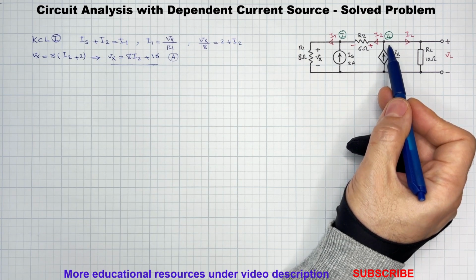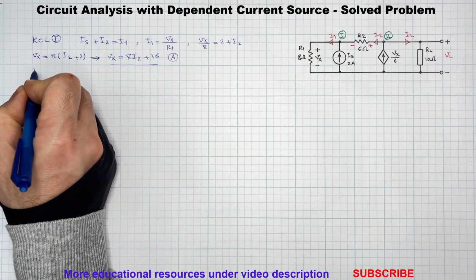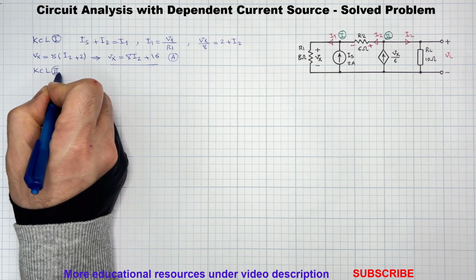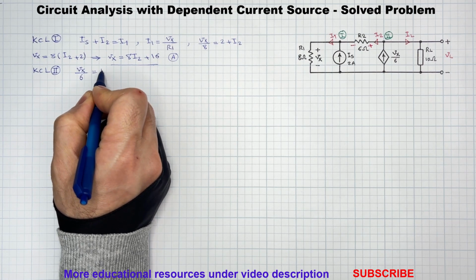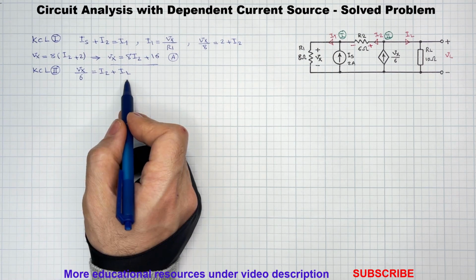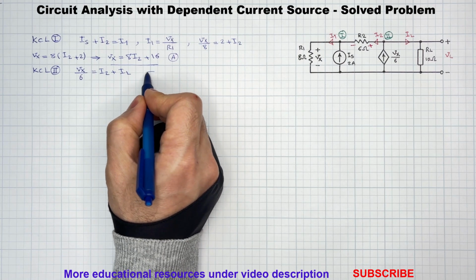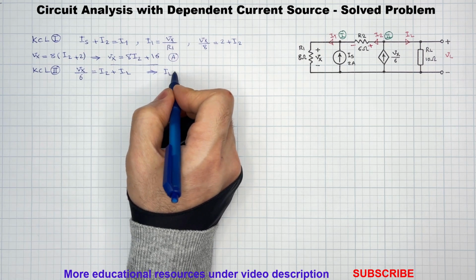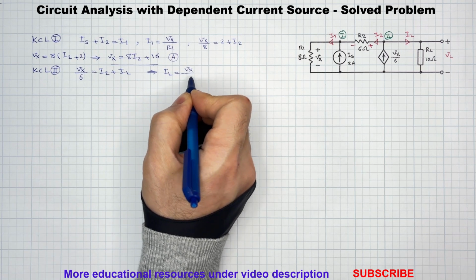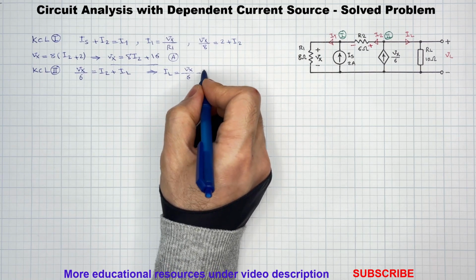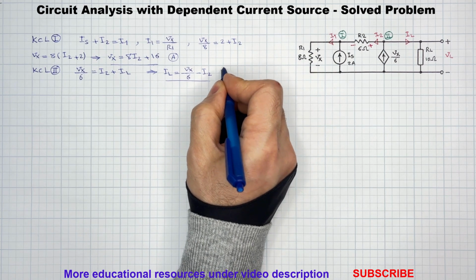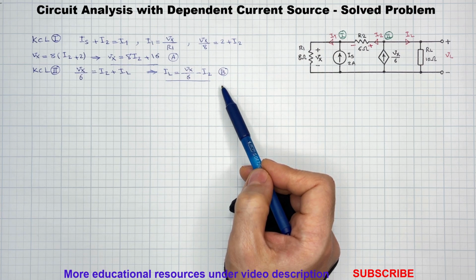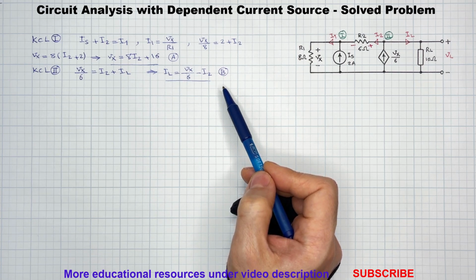Now we write a KCL equation for node 2. And after rearranging, we will have, let's call this equation B. As you may notice by looking at the equations A and B, we have two equations with three unknown variables. So we need another equation to help us to find the unknown variables.